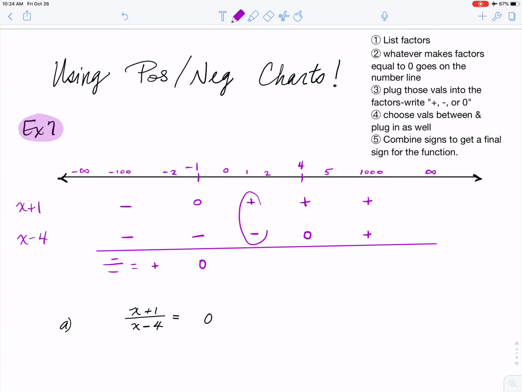And then the next one, what is a positive divided by a negative? That's going to be a negative. The next one, what is positive divided by 0? Now, you and I both know that we cannot divide by 0, so this is an undefined place. We also know that to be a vertical asymptote. And then the last pair is a positive divided by a positive, which is going to be positive.